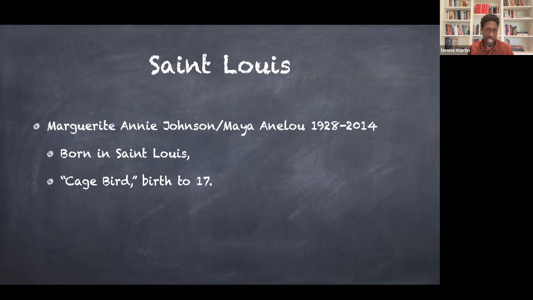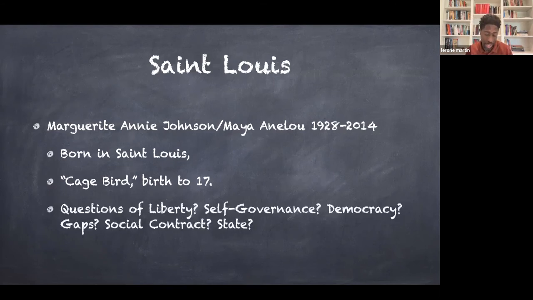So they really can not only see themselves, and when she references streets in St. Louis, some of the students were like, I know where that is, but also she's writing about a time period, all the way up to 17, that many of them are experiencing here. And so what we did throughout the text, how I taught it, was that students were to read the text and come up with questions or places where they see issues of liberty, self-governance, democratic practice, gaps in the social contract, the role of the state. And that's how we had students read this as the last text.